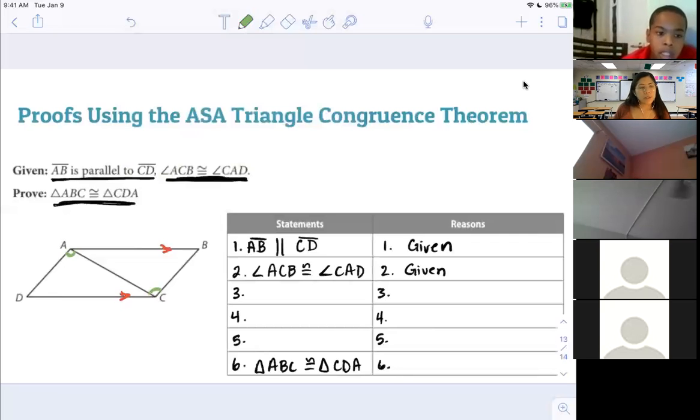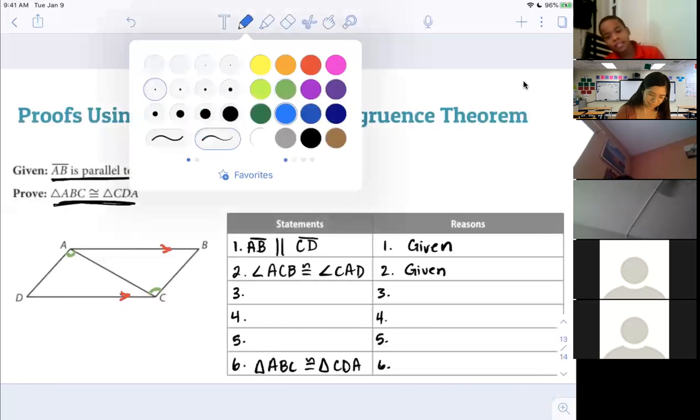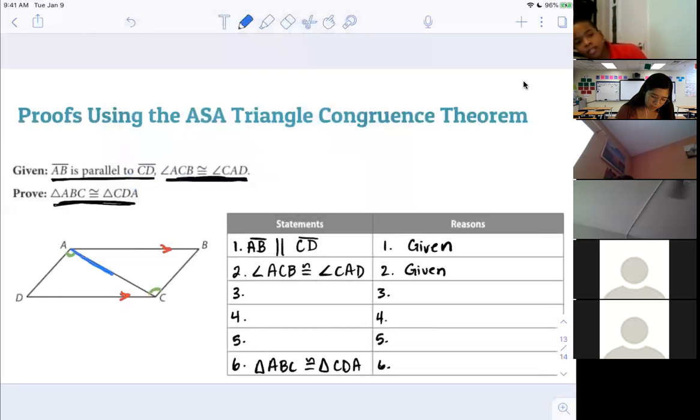Okay, so let me see what I have here. Perla says 5 is the reflexive property because AC is congruent to CA. Yeah, that's true. That's what I said earlier, but I didn't say which number. This could actually go anywhere at this point because it doesn't depend on anything. But let's put it at number 5 because that leaves us room for other things. So number 5, I'm saying AC is congruent to CA, and that is my reflexive property.